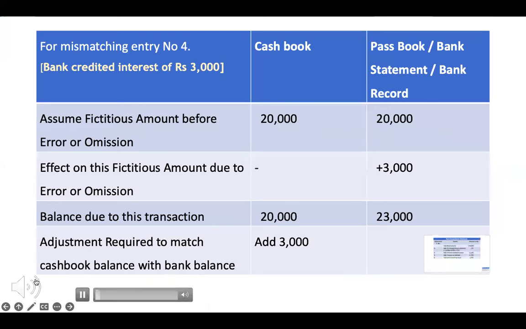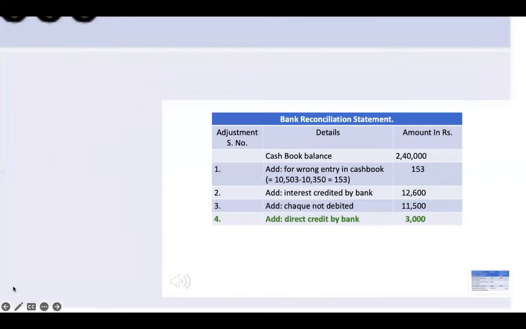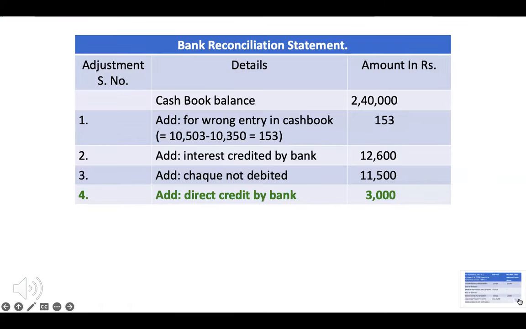For mismatching entry number 4, the bank has credited interest of 3,000 rupees. So by this, the bank balance increases to rupees 23,000, whereas the cash book balance remains 20,000 rupees. So here we are required to add rupees 3,000 as the adjustment figure to the cash book balance in the bank reconciliation. So in the bank reconciliation statement, we will add rupees 3,000 to correct this mismatching figure.